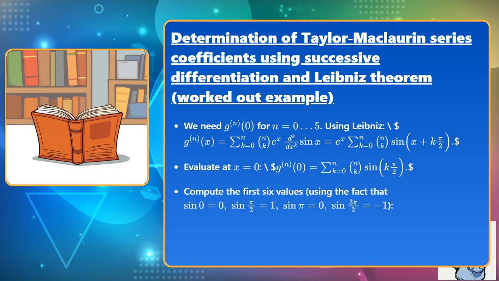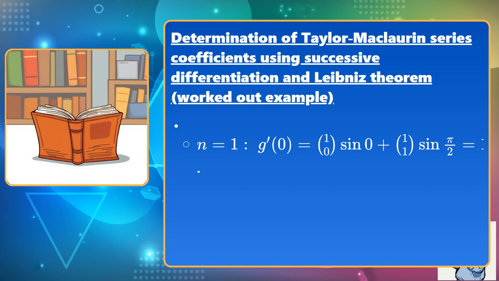Compute the first 6 values using the facts that sin 0 equals 0, sin pi over 2 equals 1, sin pi equals 0, and sin 3 pi over 2 equals minus 1. N equals 0, g of 0 equals 0. N equals 1, g prime of 0 equals binomial 1 0 times sin 0 plus binomial 1 1 times sin pi over 2 equals 1.